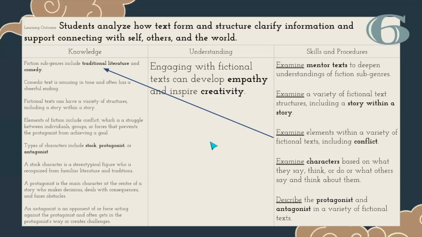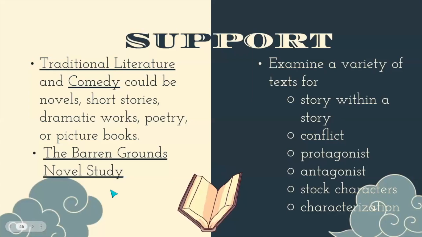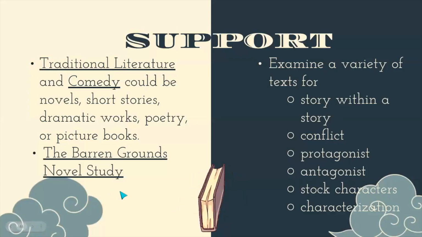So when we look at the fictional texts, we are talking about traditional literature again and comedy this time. We've added another structure where you have a story within a story. We're still looking at characters and characterization, and we're talking about protagonists and antagonists, and how we identify them and those kinds of things. So again, you're going to notice a couple of links there.